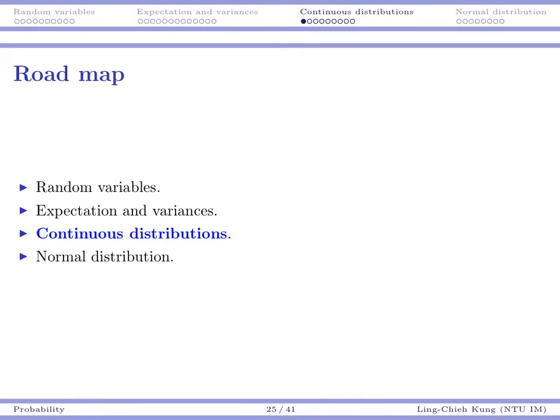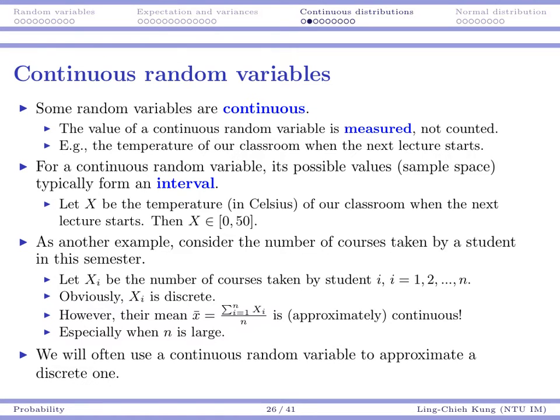Okay, so now let's talk about continuous distributions. The thing is that sometimes random variables are not discrete and instead they are continuous. In that case, we say their values are measured instead of counted. Just like the temperature or the height or the average income and so on. There are several things that are by nature continuous or having a very huge sample space. The sample space contains so many values.